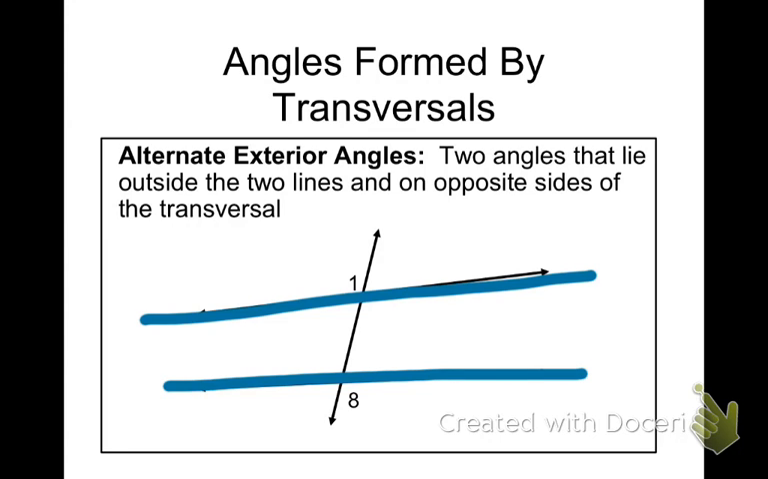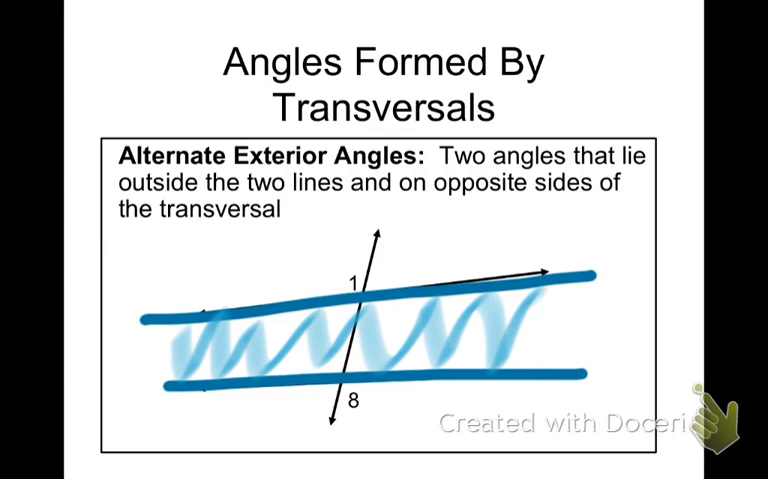So here we have angle 1 and angle 8 would be your example of alternate exterior. So again, remember we had our interior was in here and our exterior was on the outside.